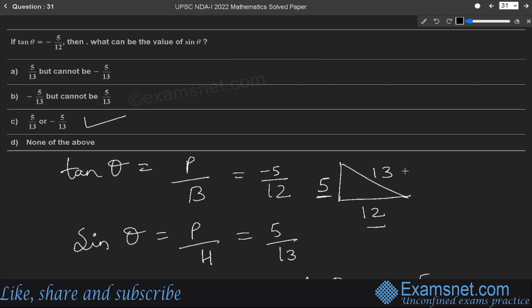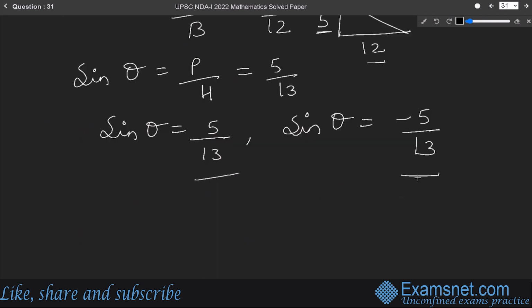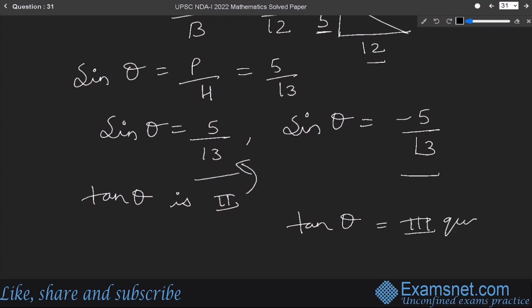So the correct answer will be 5 by 13 or minus 5 by 13, because we don't know in which quadrant θ lies. In the question only the value is given, the quadrant is not given. So it is a very basic concept that if θ is in the second quadrant, then the value is positive, and if θ is in the third quadrant, then the value of sin θ will be negative. So either we can get this value or we can get this value. So the correct answer is 5 by 13 or minus 5 by 13.